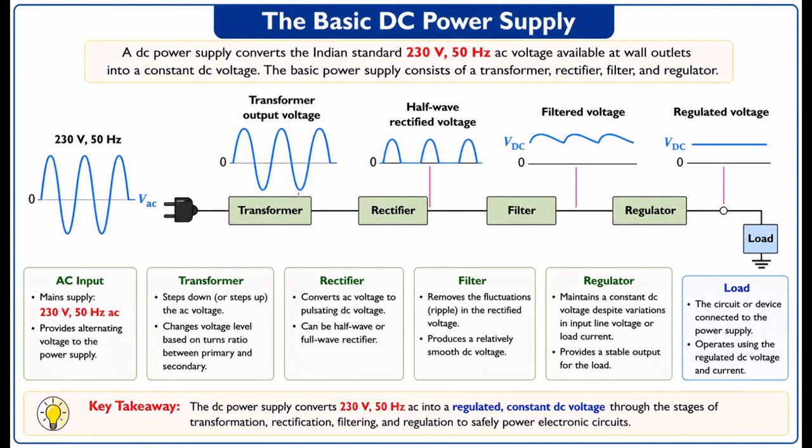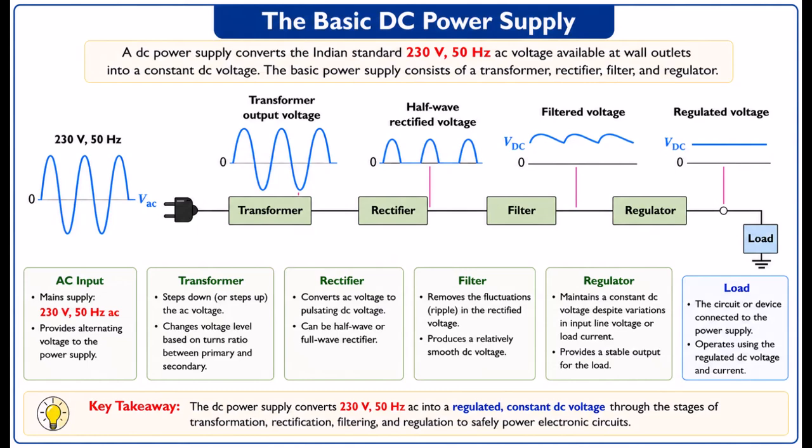Most electronic circuits cannot operate directly from the alternating voltage available at a wall outlet. They require a lower, stable direct voltage. A basic DC power supply performs this conversion in a sequence of stages.